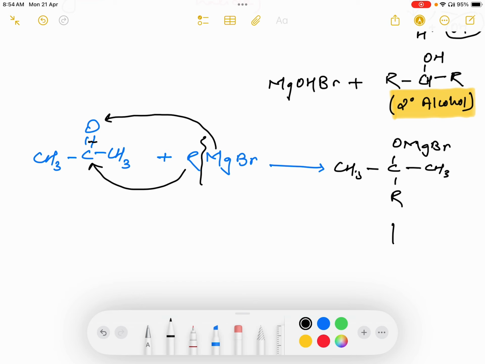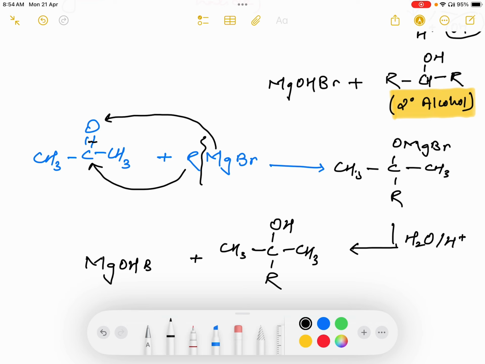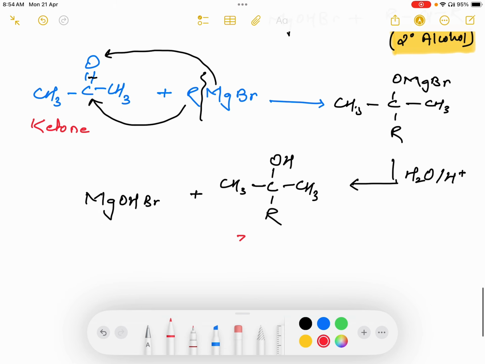When you further go for acidic hydrolysis, this will give you CH3, C, R, CH3. Here you will have OH along with the liberation of MgOHBr. That means what I can say over here is ketone can be converted into 3-degree alcohol. So these are the techniques for conversion of ketone to 3-degree alcohol and aldehyde to 2-degree alcohol.